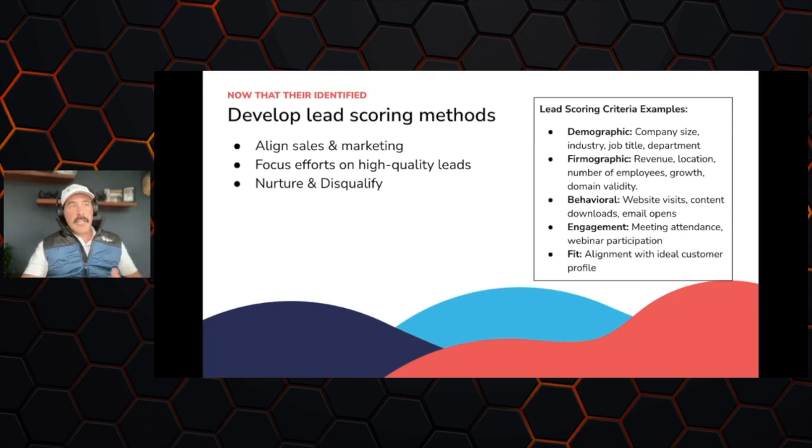I've got some lead scoring criteria examples up here. I gave a few, minus 10 points, plus 20 points. But here, if you just want to take a screenshot of this, there's the demographic information, things like company size, industry, job title, department, firmographic, like revenue, location, number of employees, domain validity, behavioral engagement.